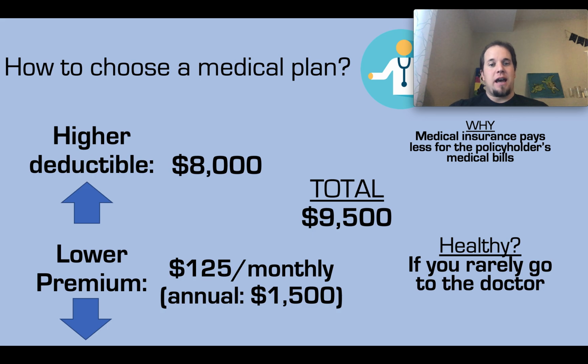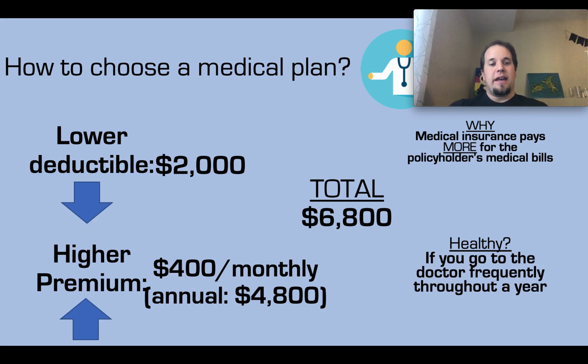So looking at this example here, we have an $8,000 deductible that needs to be met, and we're paying $125 a month, which would accumulate to $1,500. So with all of that, $9,500. And again, the reason why the premium is so low is because the medical insurance pays less of the policy's medical bills. So you're taking on more of the burden of paying your medical bills. And again, for someone who doesn't go to the doctor very often, this is the right plan for you.